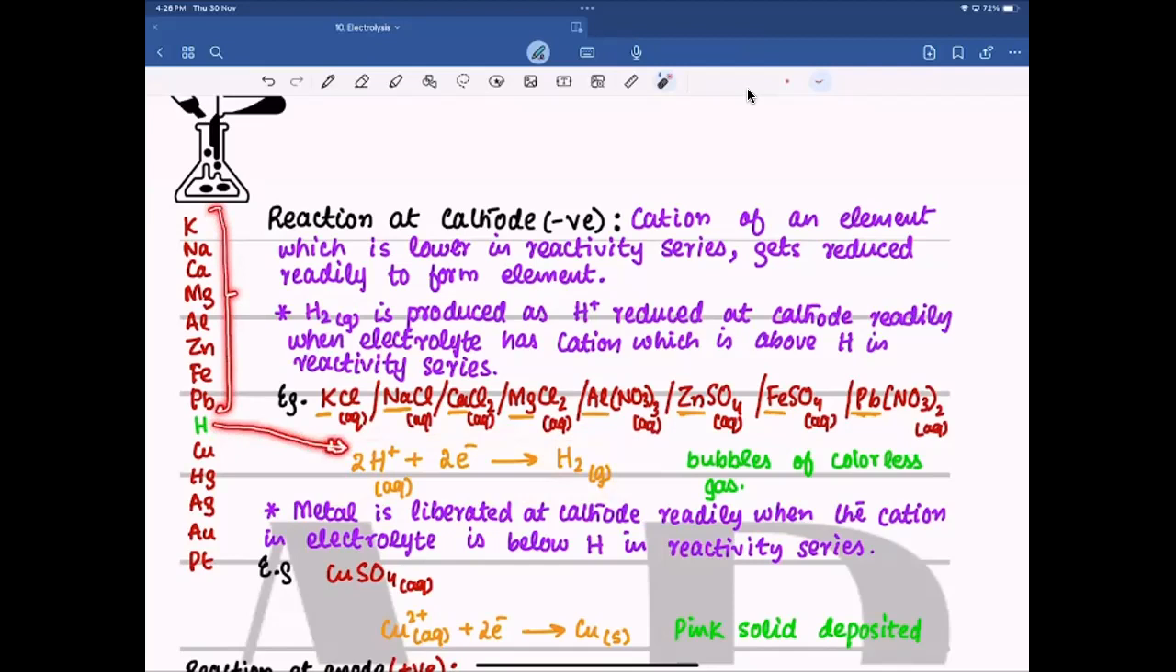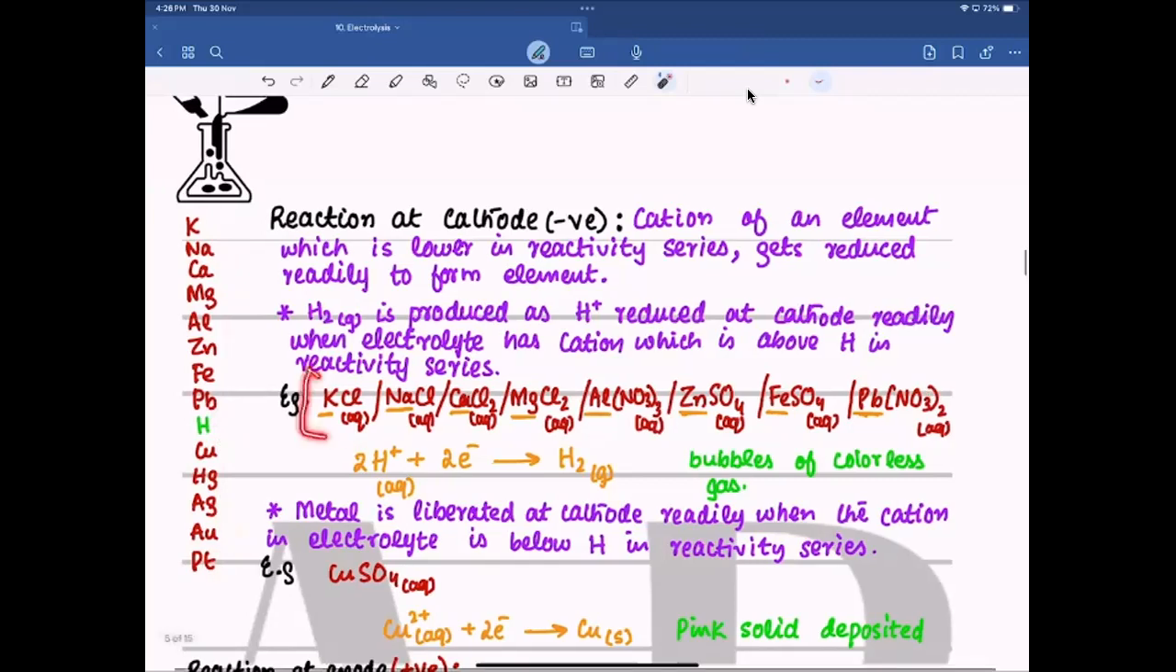Is this point understandable? If the aqueous electrolyte has these ions, then hydrogen is more reactive, so hydrogen will not get reduced at the cathode. These ions are going to reduce at the cathode. So I have shown you the example.